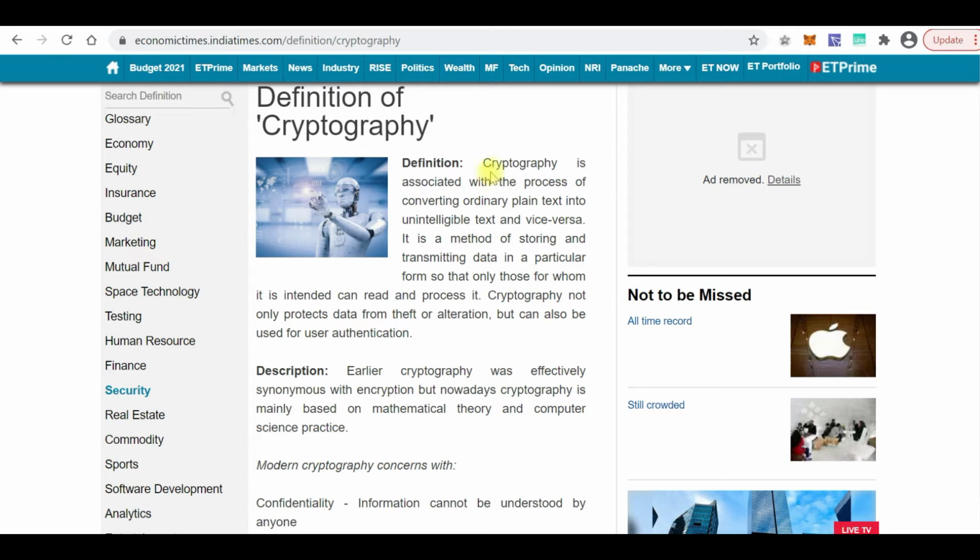So if you come here, you could see that cryptography is associated with the process of converting ordinary plain text into unintelligible text and vice versa. It is a method of storing and transmitting data in a particular form so that only those for whom it is intended can read and process it. So that is it basically. Cryptography not only protects data from theft or alteration, but can also be used for user authentication.